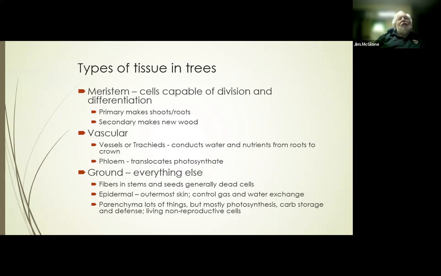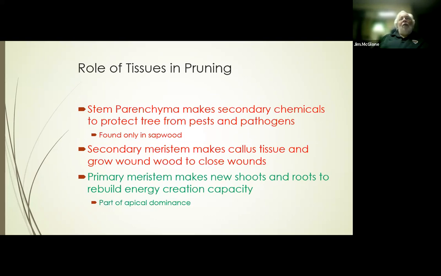Now, these tissues play roles in pruning. The stem parenchyma makes the secondary chemicals that are going to protect the tree from pests and pathogens.